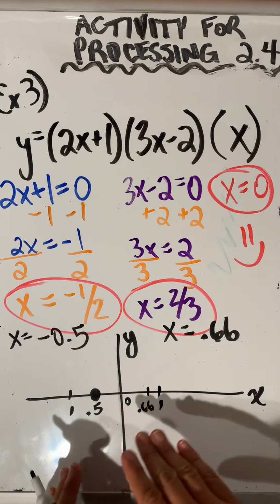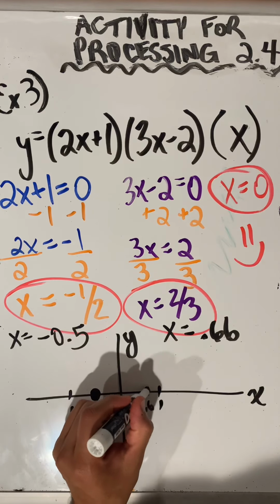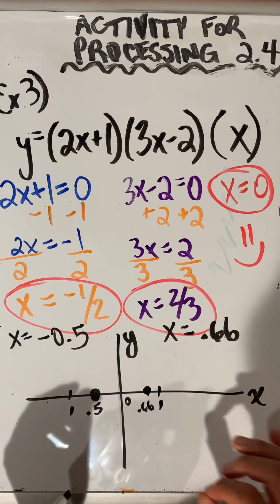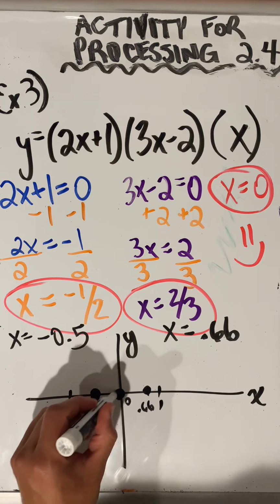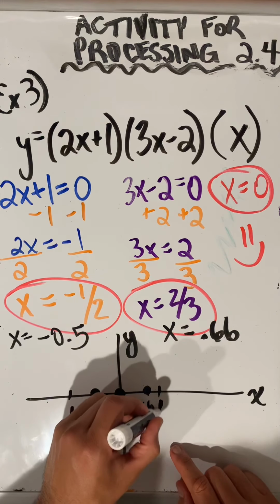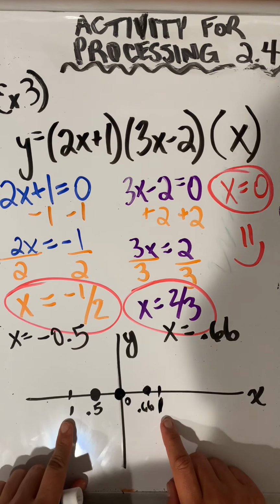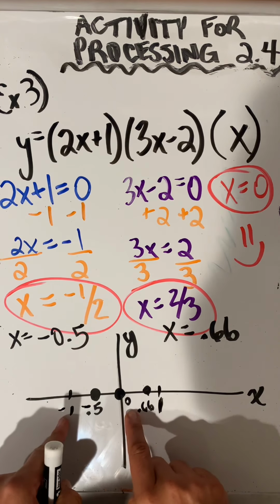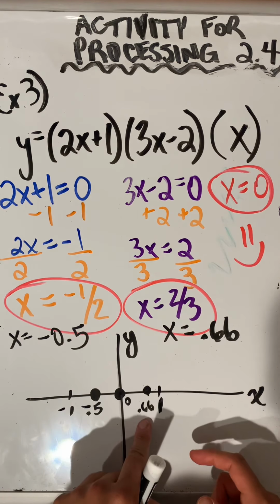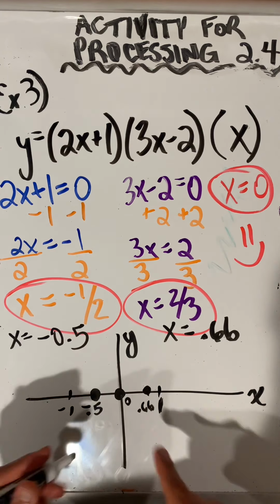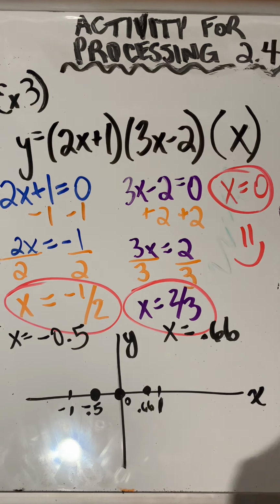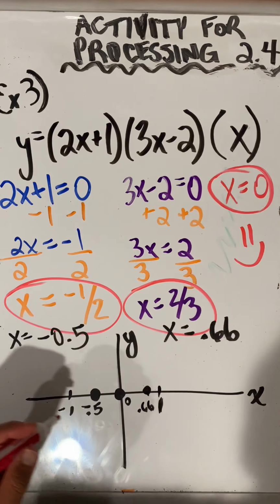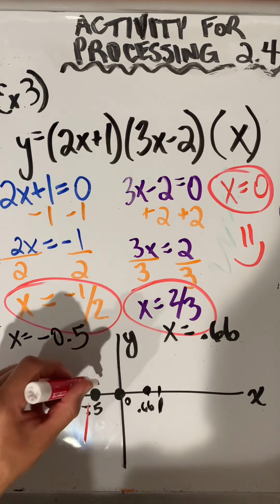I'm sketching right now, which means it's not precise, it's not exact, but it's a great estimation of where these points are. If I showed this to a reader, they'd understand that -0.5 is between -1 and 0, and they'd also understand that 0.66 is between 0 and 1. All right, so those are our three points there. And once again, I'm going to plot that cubic function through it.